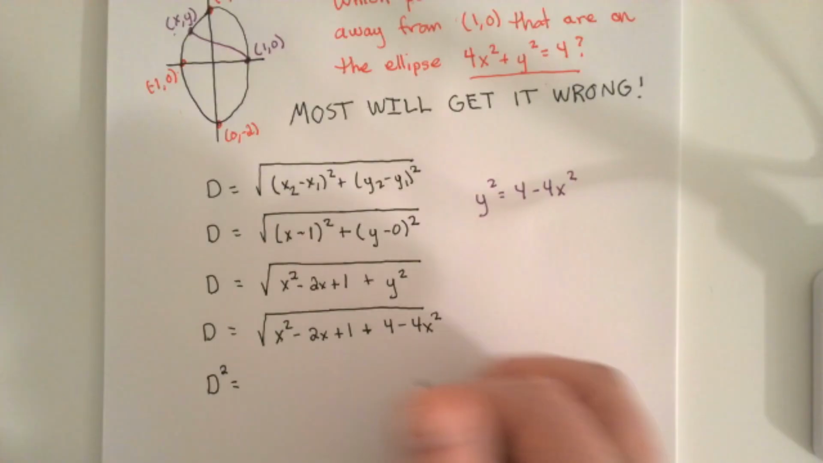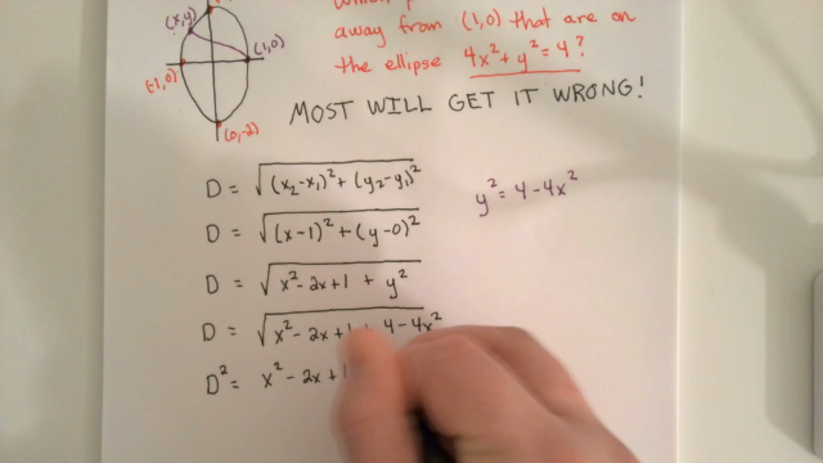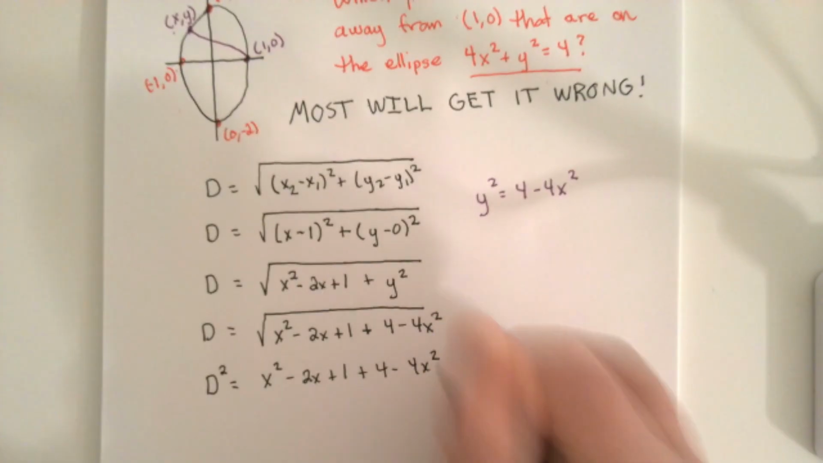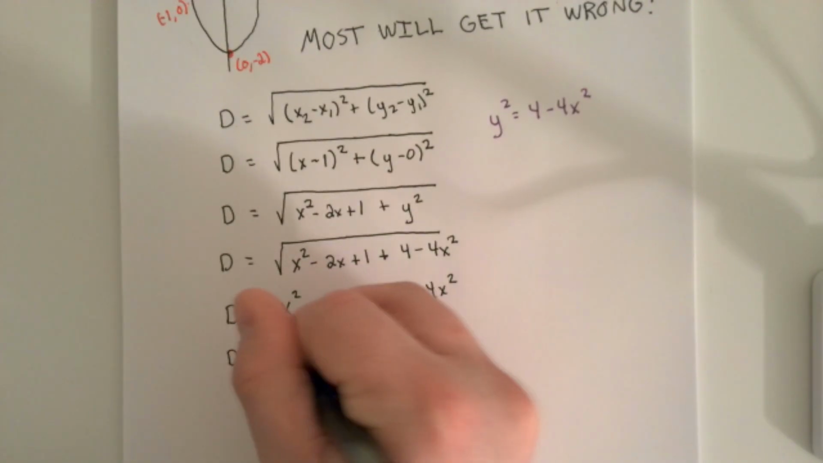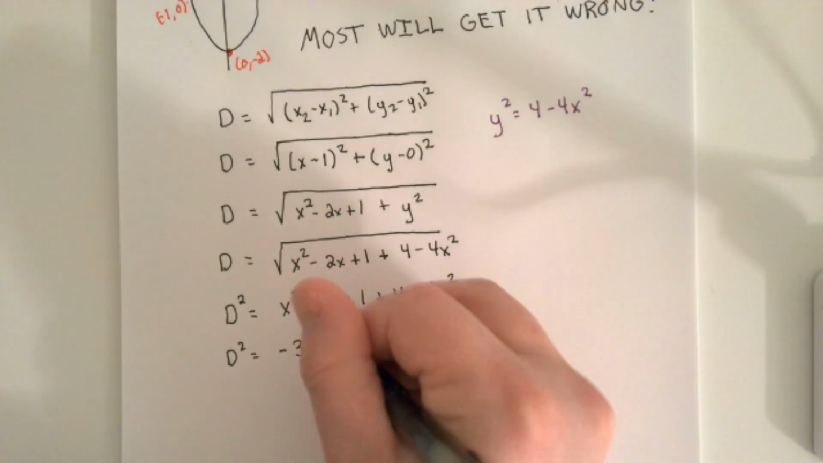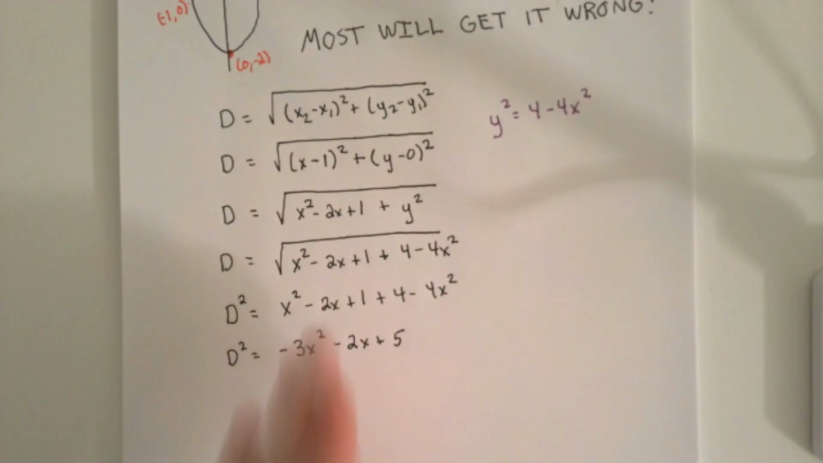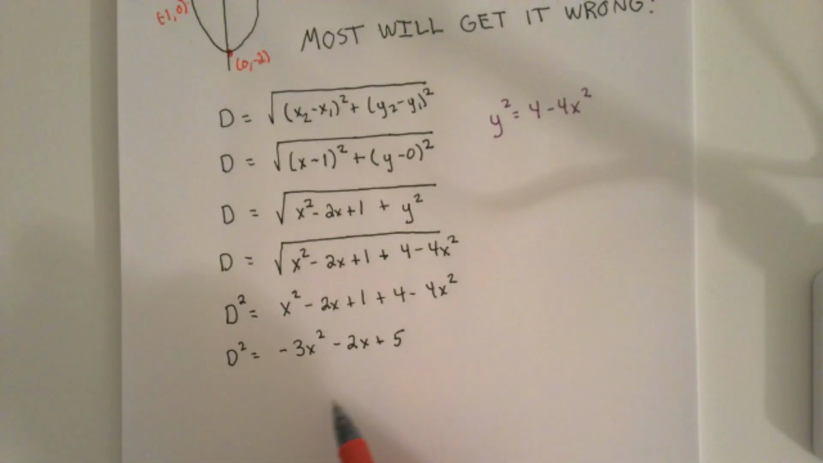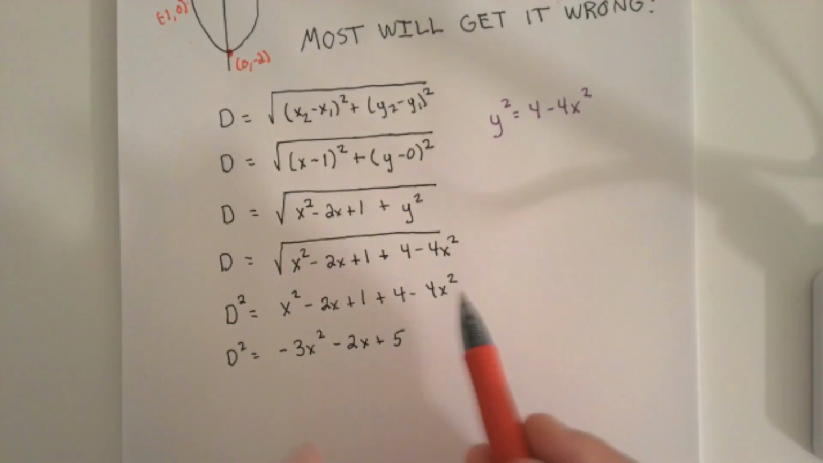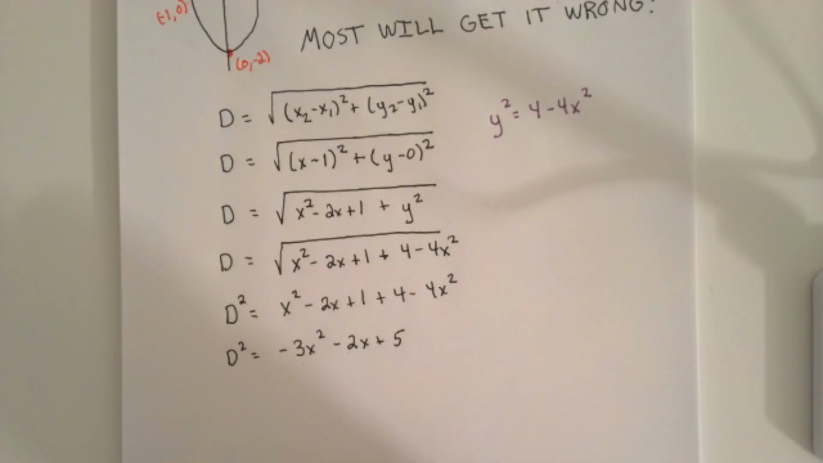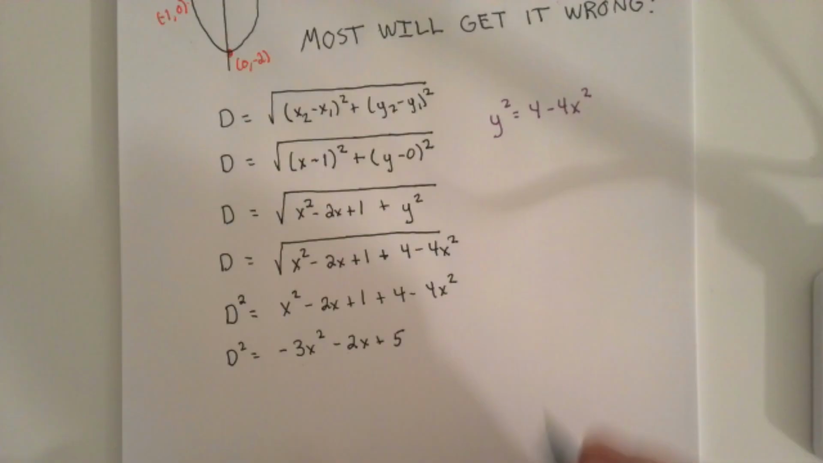So d squared is x squared minus 2x plus 1 plus 4 minus 4x squared. And now we can combine the like terms, and we get negative 3x squared minus 2x plus 5. And we want to know, when is this the biggest? Well, if you wanted to do it the calculus way, you'd take a derivative. The derivative would be negative 6x minus 2. You'd set it equal to 0, and that would give you the x value. You could check that the derivative is actually going from positive to negative so that it is a maximum.